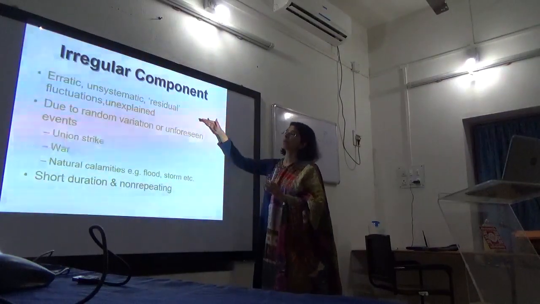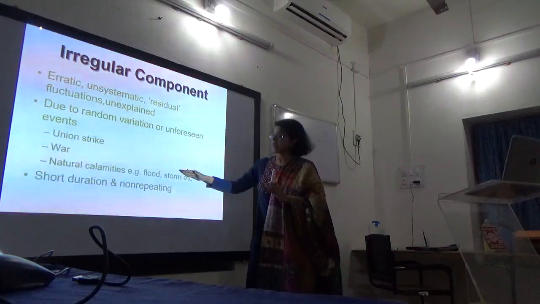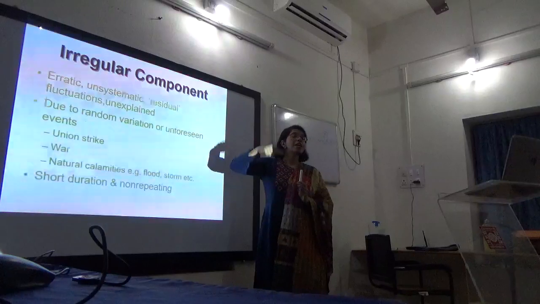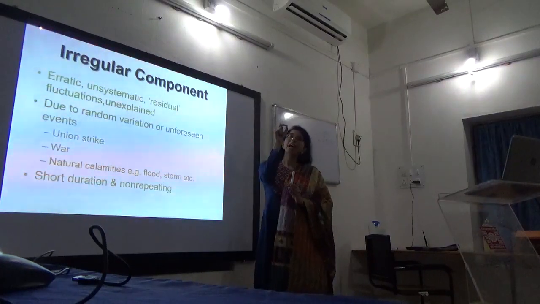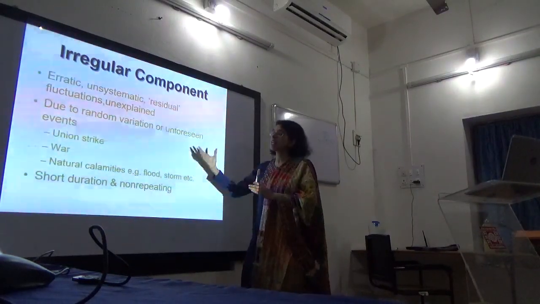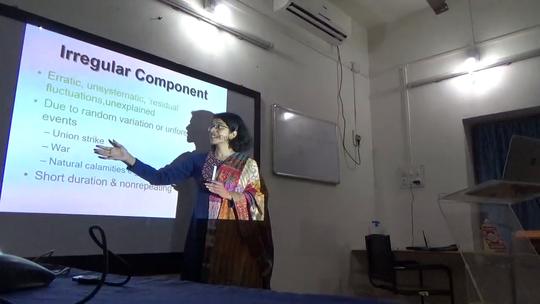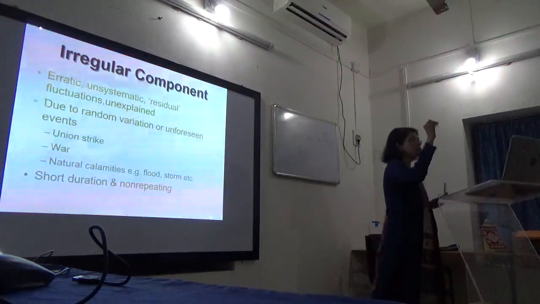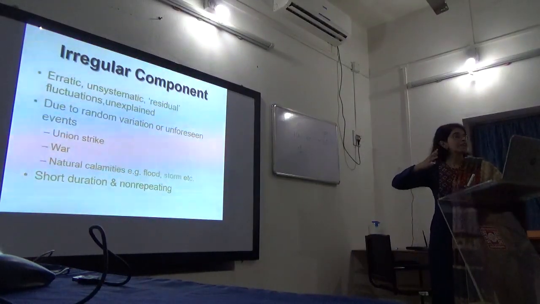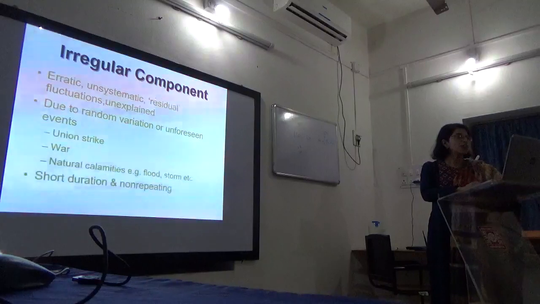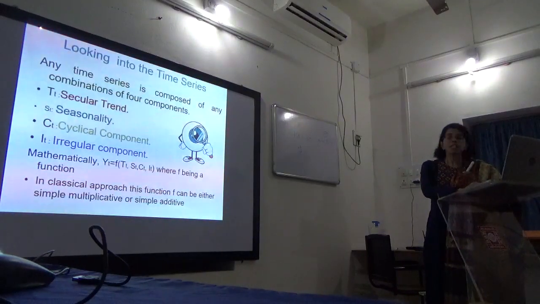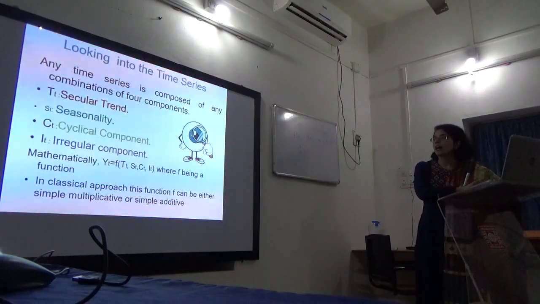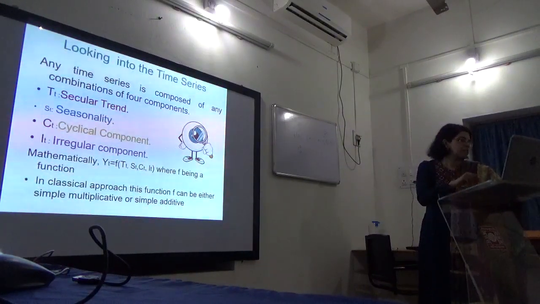So the irregular component is non-repetitive. Unlike the seasonal component, the irregular component cannot come year-wise. It might happen due to some natural calamities, or due to some man-made calamities like a union strike or war. But the irregular component is purely random. It does not have any precedence. So that's what the irregular component is. Sometimes your time series might experience irregular components during the span of the time series.